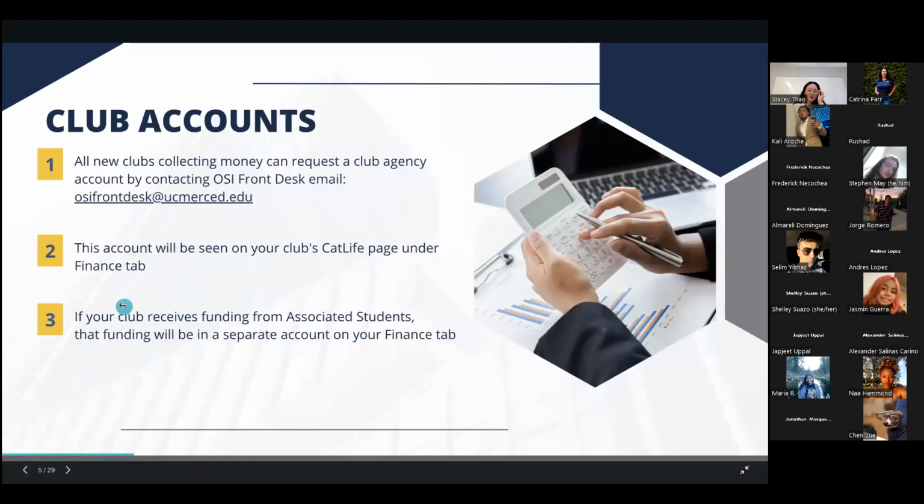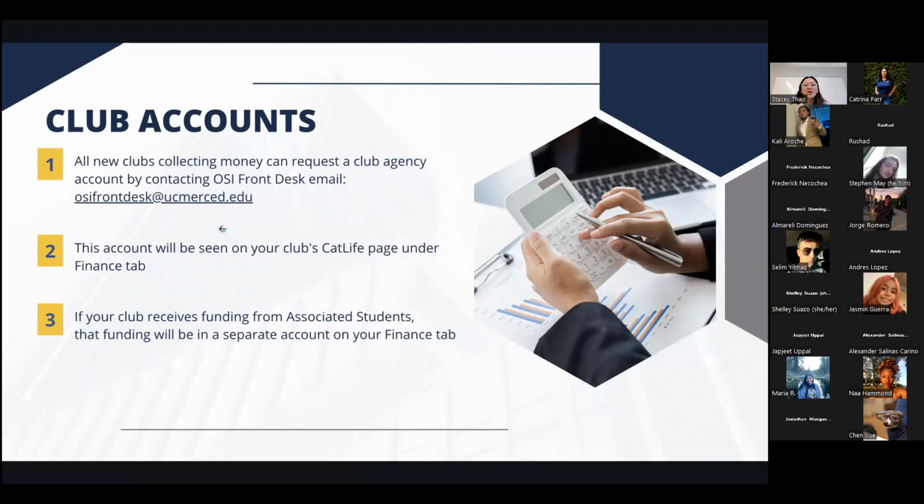So yeah, we're just going to start back on club accounts. This is the OSI front desk email. So if you want to request a club agency account, you want to go ahead and just email our front desk account. And this account will be seen on your club's CatLife page under your Finance tab. And as mentioned before, if your club did receive your funding from Associated Students, you will be able to find that also under your Finance tab.